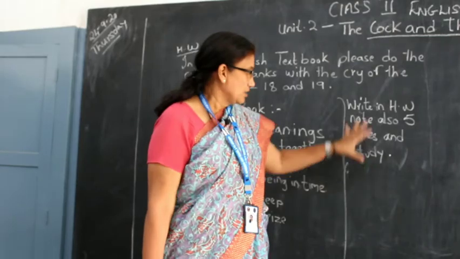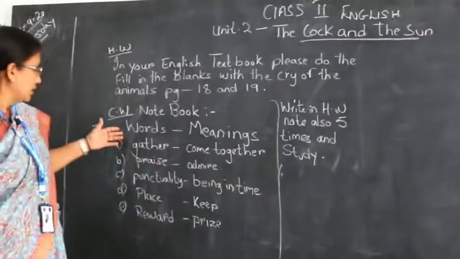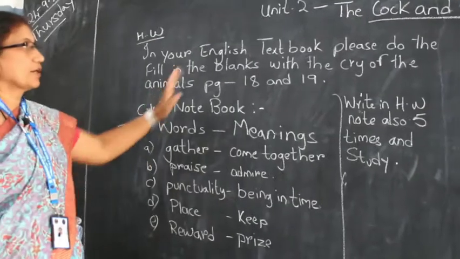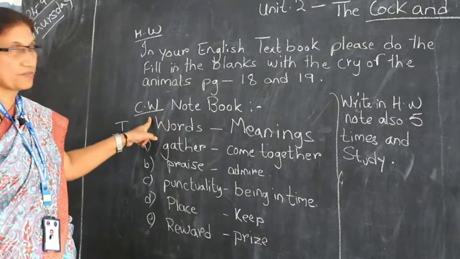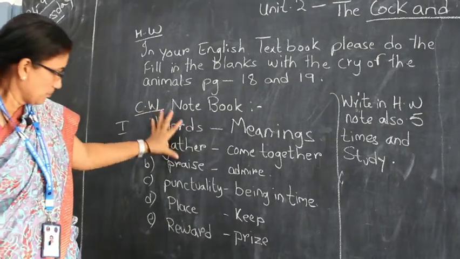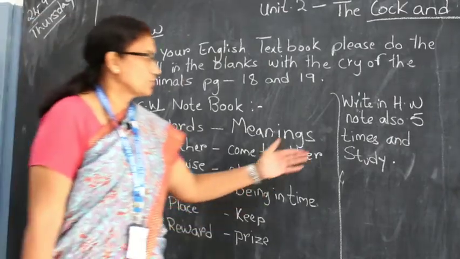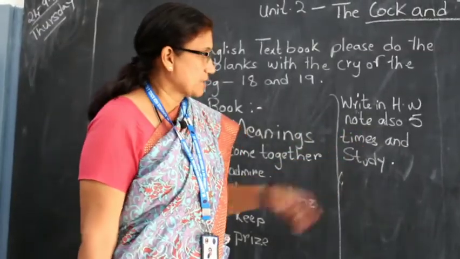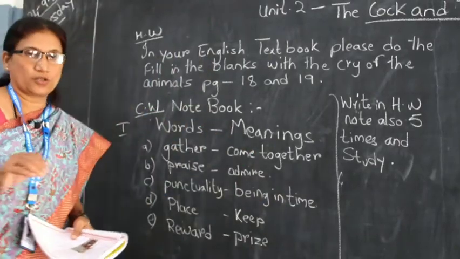So children, these words and meanings, you have to write in your homework note also, 5 times, and study. You can take a pic and send it to Rohana Miss. Plus you have to write unit 2, The Cock and the Sun, words meaning, in the classwork note. These 5 words meaning in the classwork note, plus write it 5 times in your rough note and study it, and you can send Rohana Miss the homework on the WhatsApp number.